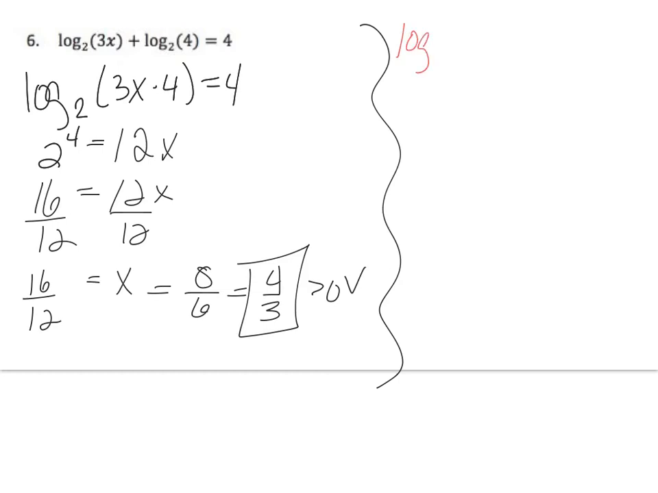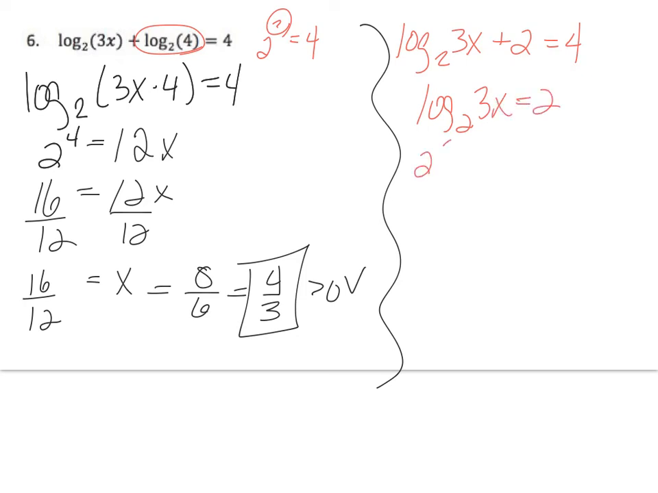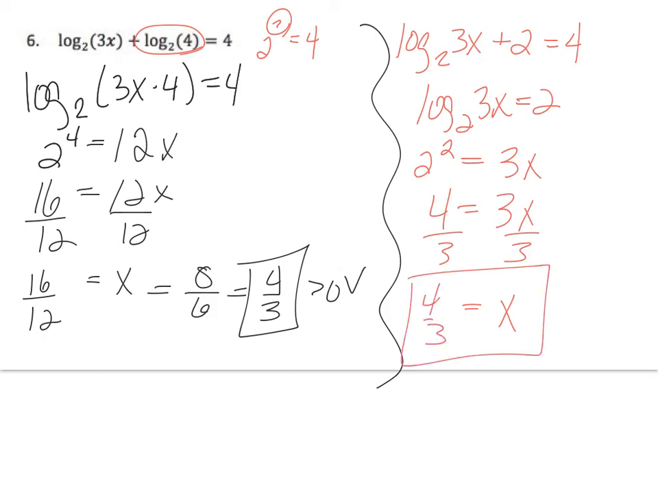I've got log base 2 of 3x. This one right here simplifies to 2. So 2 to the what power equals 4? The what power is 2. Subtract 4 from both sides. 2 squared equals 3x. 4 equals 3x. x equals 4/3. Same answer, different method. Doesn't matter which one you use.